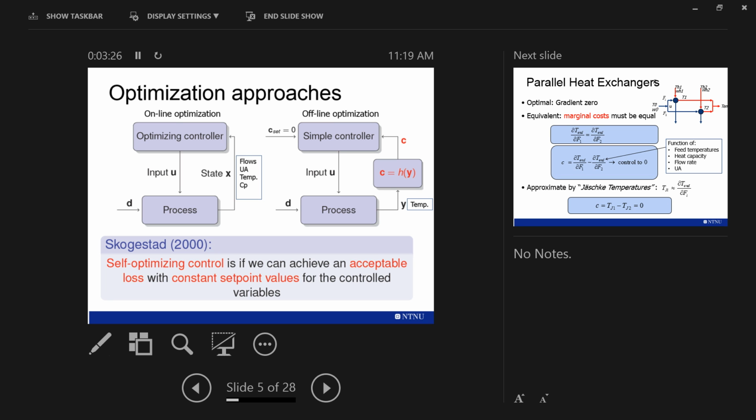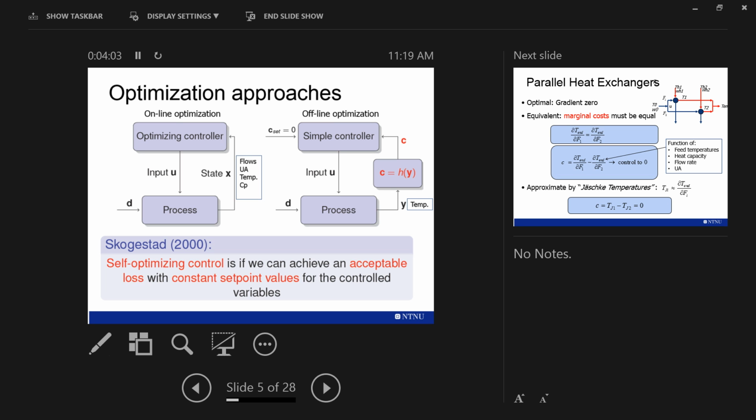Now, the other approach that I'm going to focus on today is an offline optimization approach. Here we take some measurements which are easy to obtain, for example, flow measurements or temperature measurements. Flow measurements are not as easy as temperature measurements. Then we design some function c of these measurements such that if we just control this function c to 0 or to some set point, the input that will be generated by simple controllers will also give close to optimal operation. Of course, this really depends on what kind of function we find here. And if we do a good job finding this function, then we call it self-optimizing control.